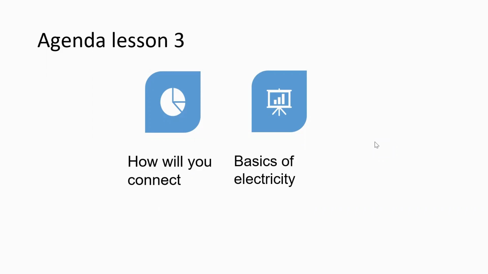Hello everyone. So in this video we will see an overview of lesson 3. In lesson 3 we will learn about how to connect things to the internet. Previously we learned about what the internet is and what things are. Now we will learn how to connect things with the internet, and we will learn the basics of current and electricity.